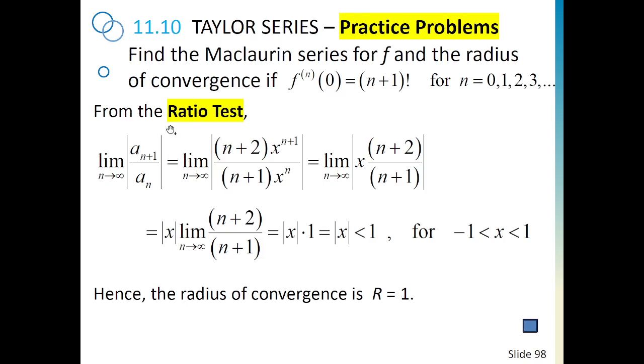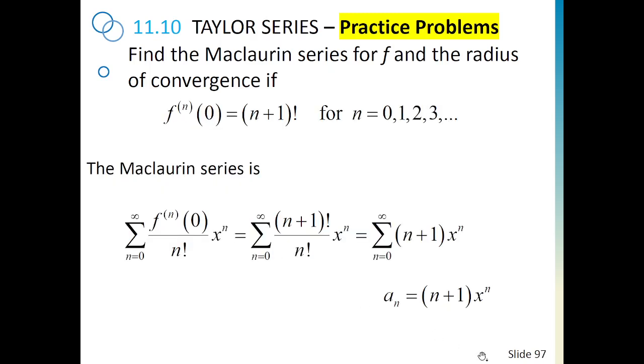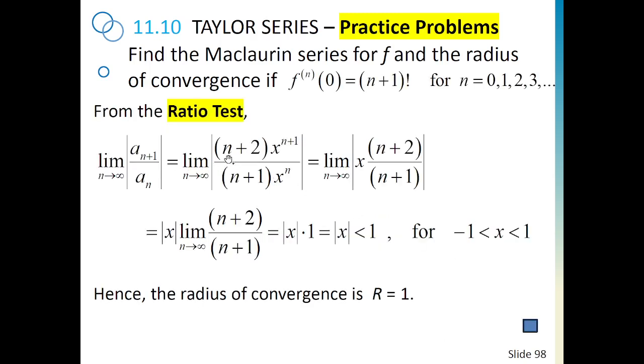So here again, we use the ratio test as usual. So we have a_{n+1} over a_n. And we remember that a_n is (n+1) x^n. So in this case, a_{n+1} is (n+2) x^{n+1} divided by (n+1) x^n. So we simplify a little bit and we get this expression.